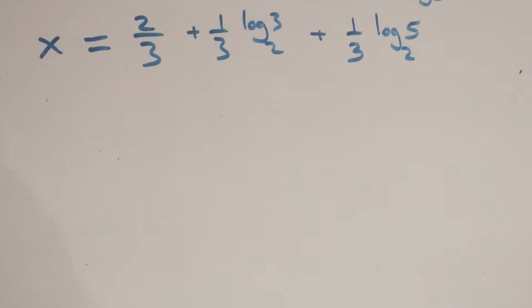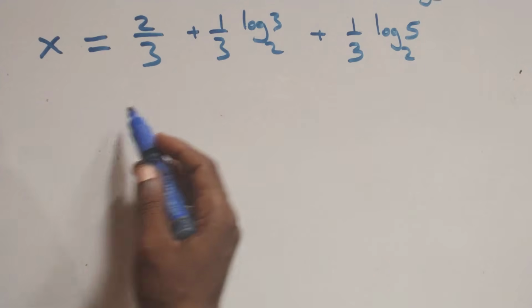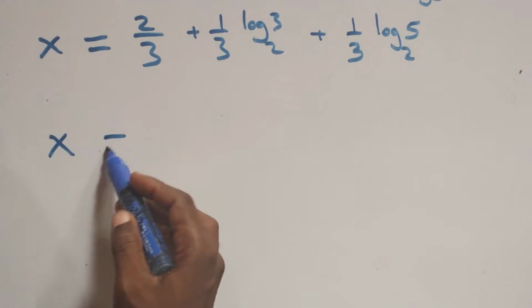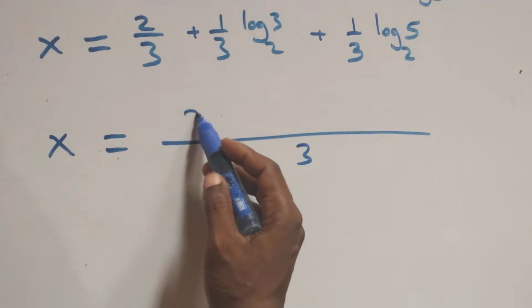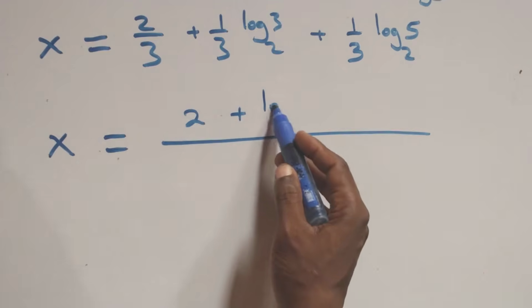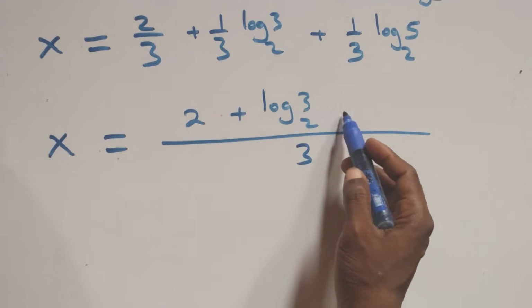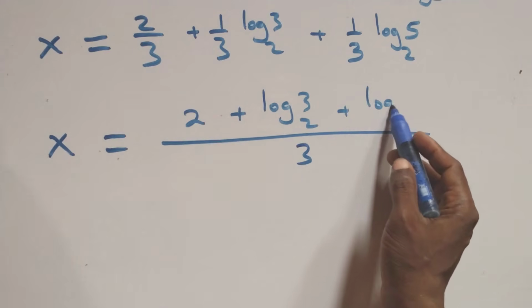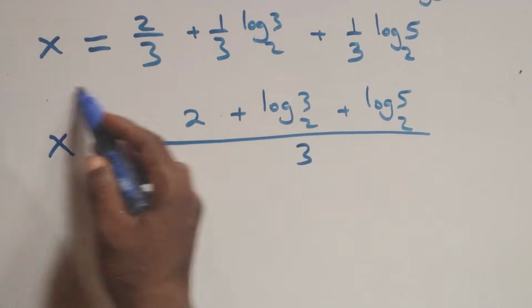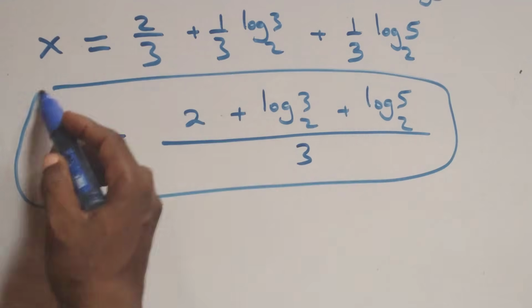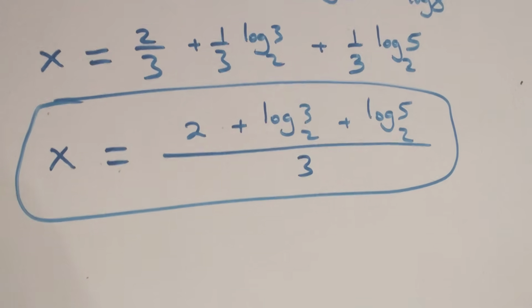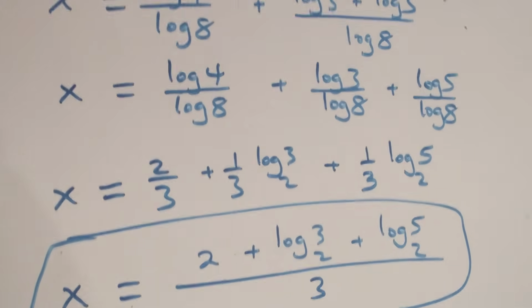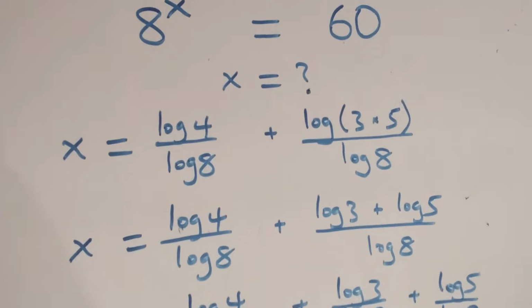Then next step here, we bring this together as one fraction. We have x equals the LCM here, that's 3. And this here we have 2 plus log 3 base 2 plus log 5 base 2. That is the value of x here. We have 2 plus log 3 base 2 plus log 5 base 2 all over 3. And let's check here if this satisfies this given problem.